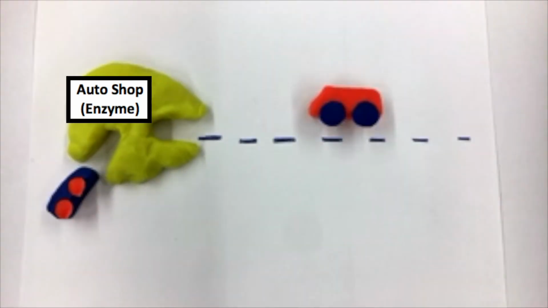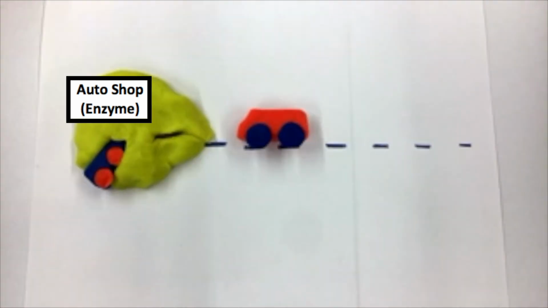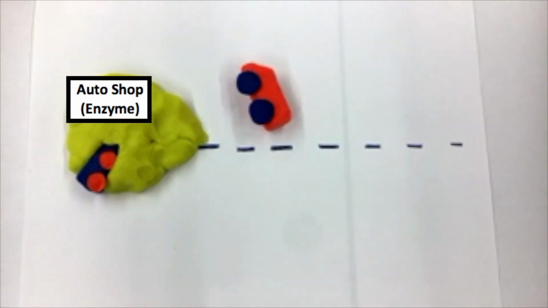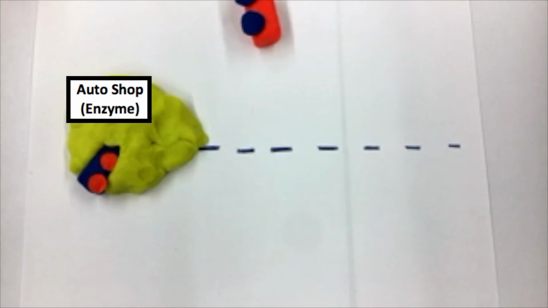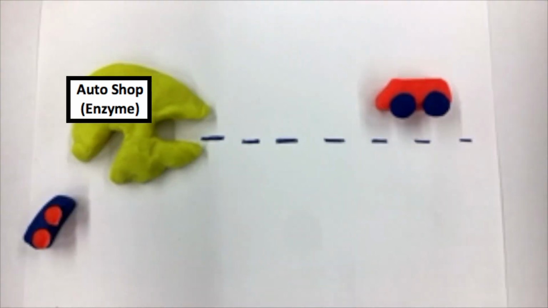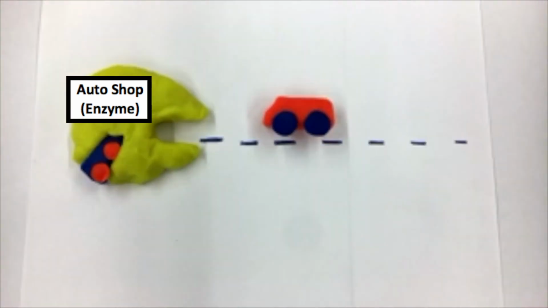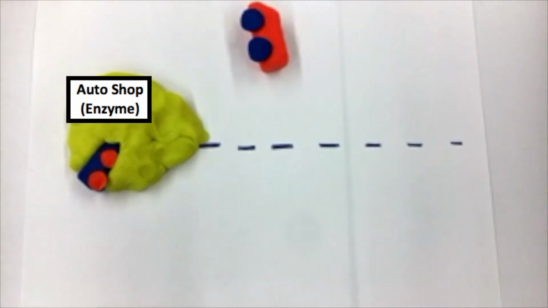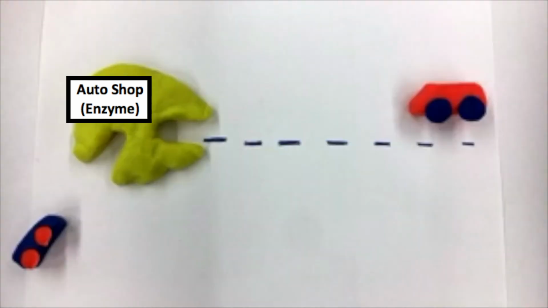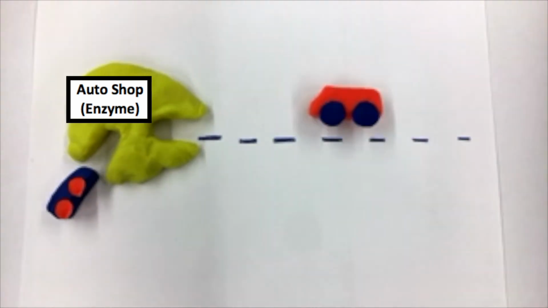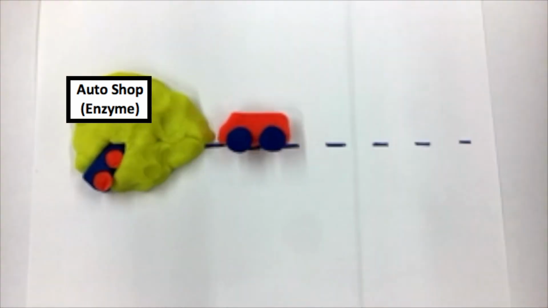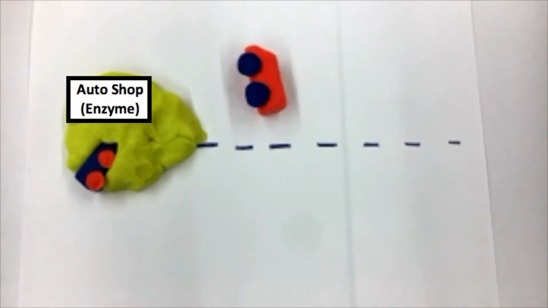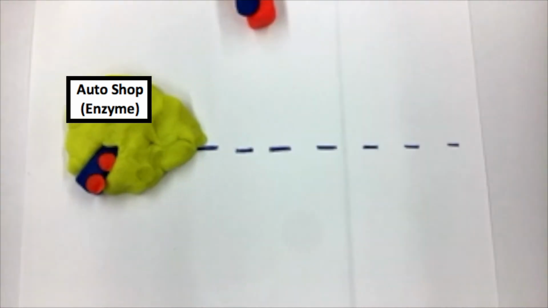Non-competitive inhibition is a type of enzyme inhibition where the inhibitor reduces the activity of the enzyme. A non-competitive inhibitor can bind to an enzyme and change its shape as well as its active site. This makes the substrate unable to bind to the enzyme effectively. In this example of non-competitive inhibition, the owner of an auto shop came into the shop and closed down so that no other cars could come in.